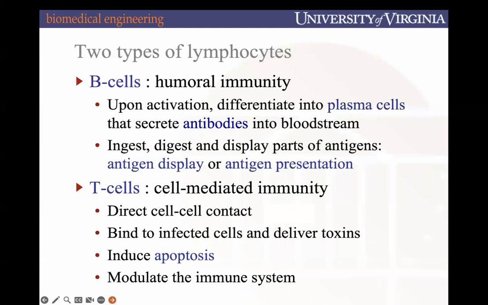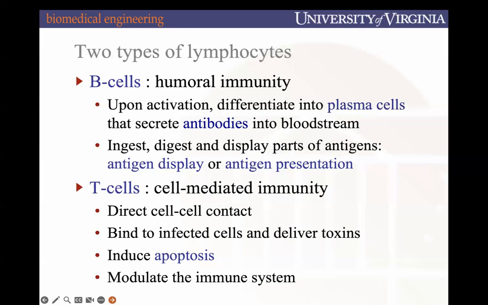That means they'll bind to antigen, digest it, and display it in small peptides on their surface. So for B cells, they'll see free antigen floating around or present within their local microenvironment, bind to that free antigen, internalize it, and then break it into small peptide pieces and display it.